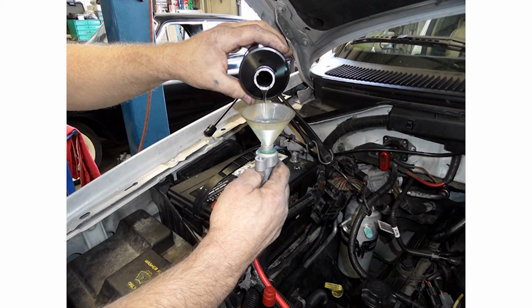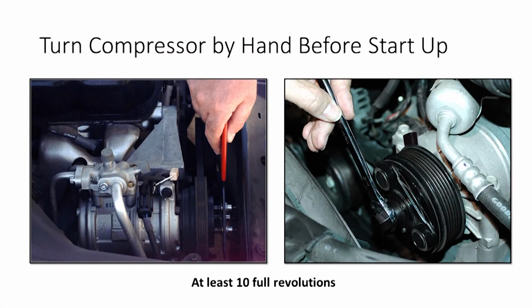An alternative method of adding oil to non-crankcase compressors is to mount the compressor in the vehicle first, then detach the suction line from the accumulator or the evaporator and pour half the oil charge down the suction line toward the compressor.